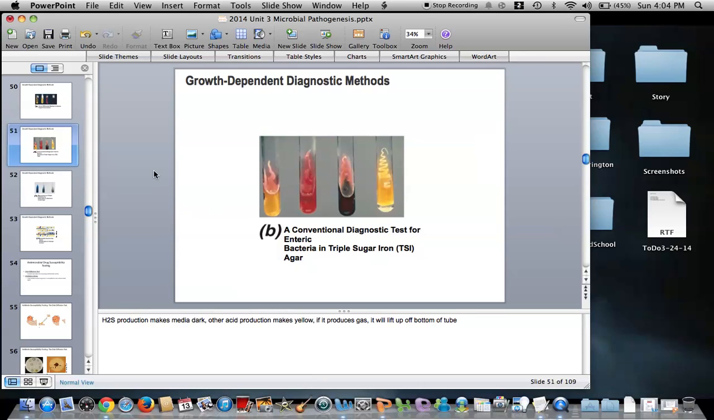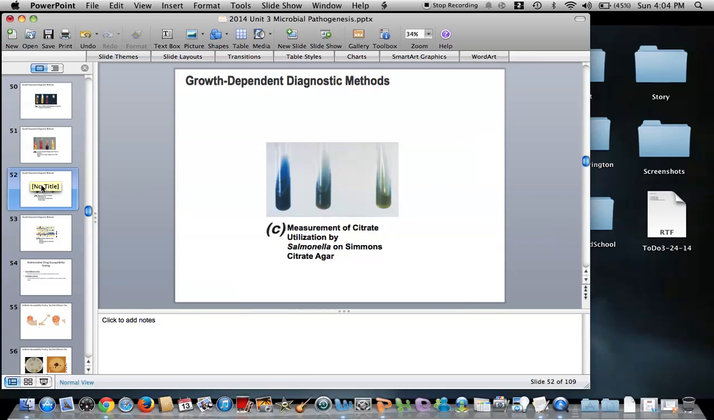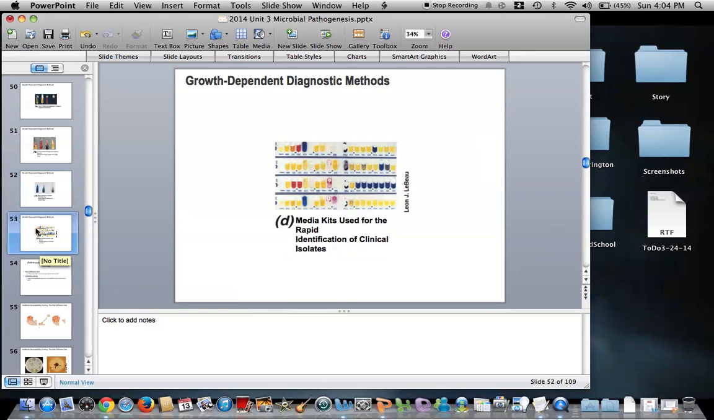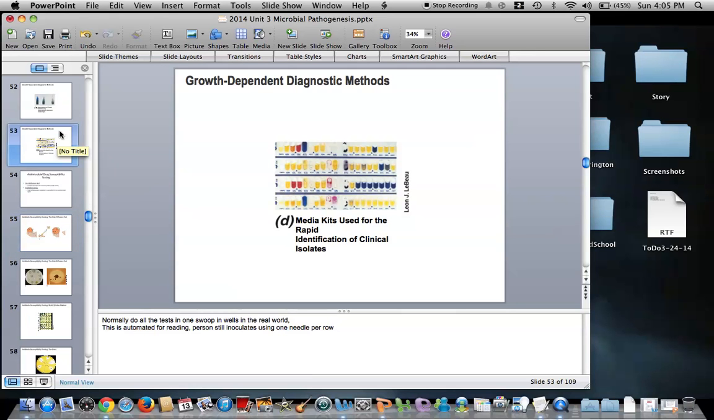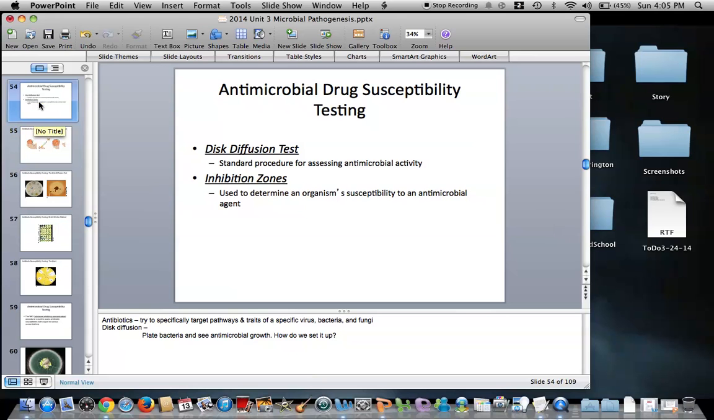We're not doing these really. This is the citrate test. It'll turn green. Pretty straightforward. So these allow you to do a bunch of biochemical tests at one time by putting a syringe through them. In the real world, this is an automated process.